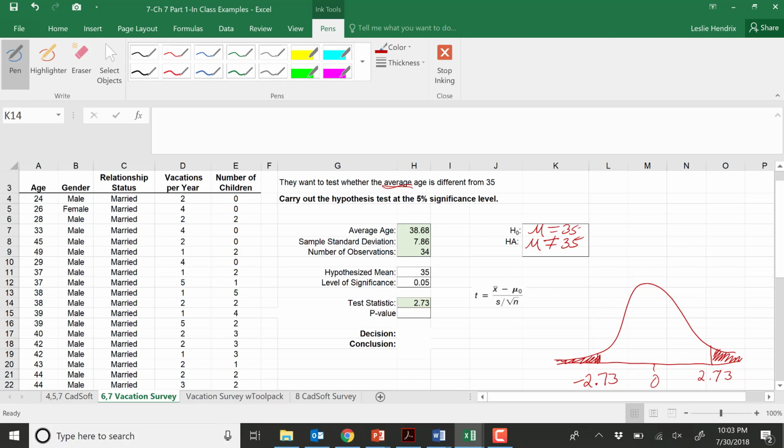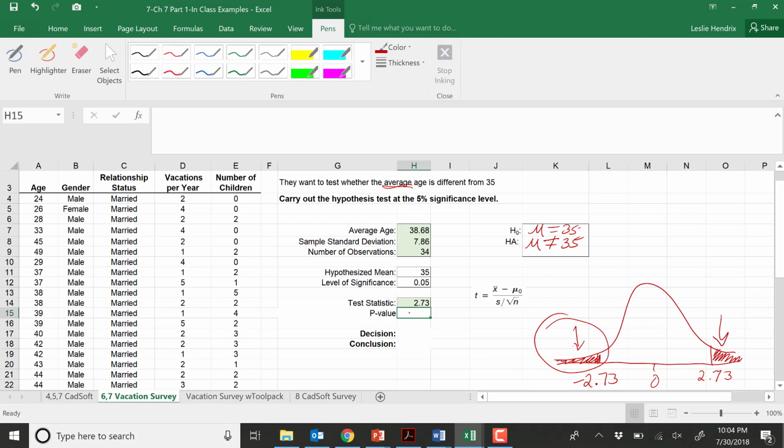So what's our p-value then? Well, it's just going to be this area plus this area. So you could either put in two different t distribution statements, or you could recognize that the area to the right of positive 2.73 is equal to the area to the left of negative 2.73 because the t distribution is symmetric around 0. So I'm just going to calculate the lower tail area and take it times 2. So here goes.